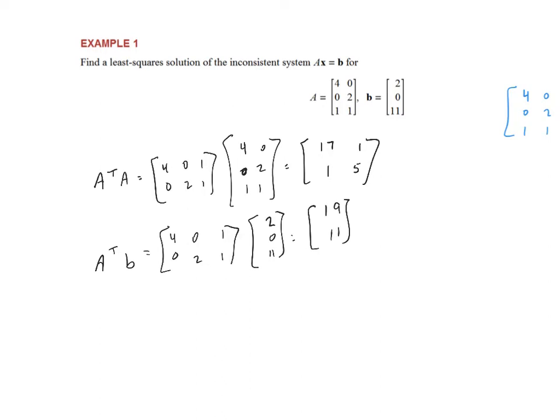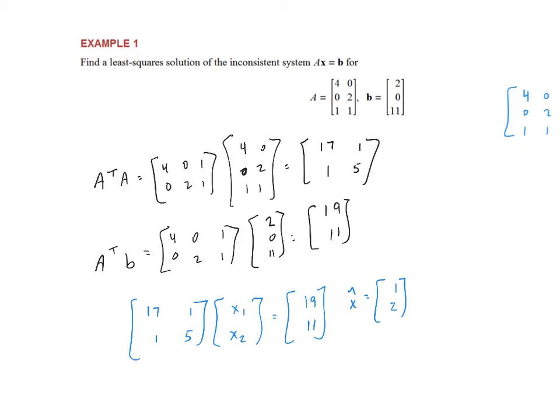Okay, that is my preliminary work, and so now the last step is to solve this system using your calculator, using row operations, whatever you want. [17, 1; 1, 5] times [x1, x2] is equal to [19, 11]. And if you solve that system, you find that x hat, that will have a solution. It has to have a solution. X hat is [1, 2].